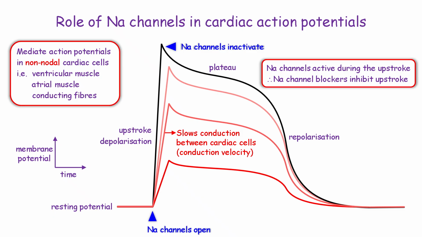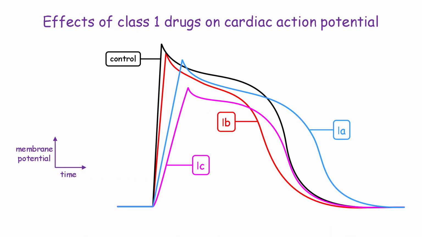Now let's look at what the Class 1 antiarrhythmic drugs specifically do to the action potential. This slide compares the effects of class 1A, 1B and 1C antiarrhythmic drugs on a non-nodal cardiac action potential. The black trace represents the control, while the coloured traces show how each drug subclass typically modifies the action potential. Note that they all slow the upstroke to some degree, but they have varying effects on the action potential duration.